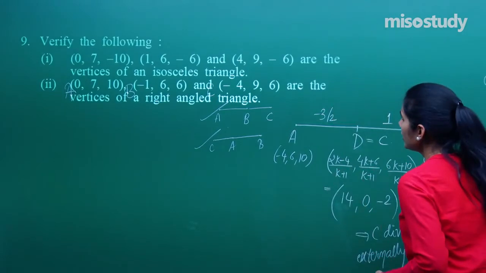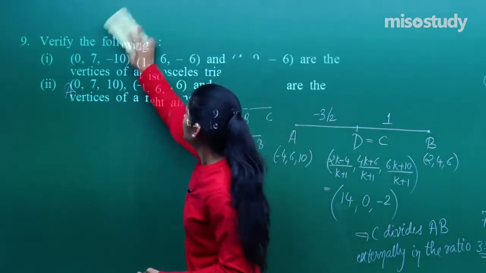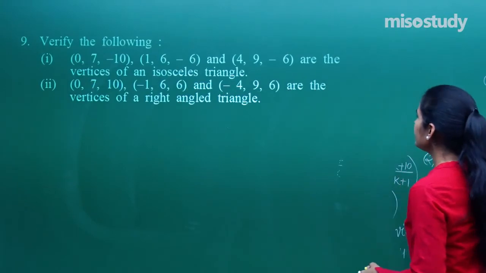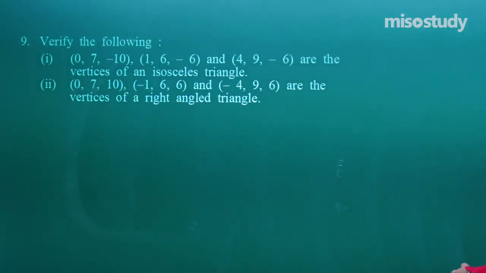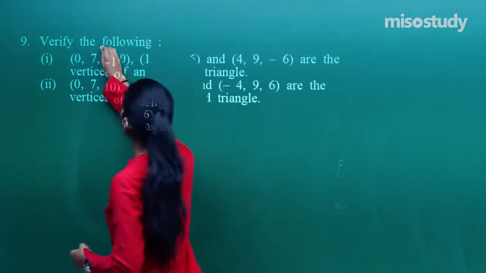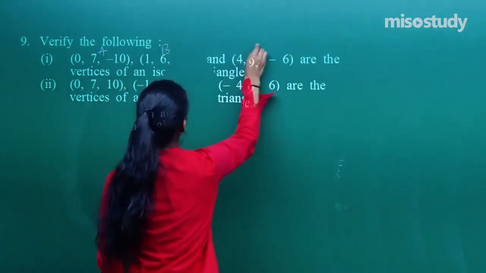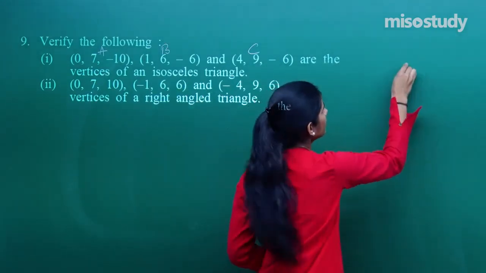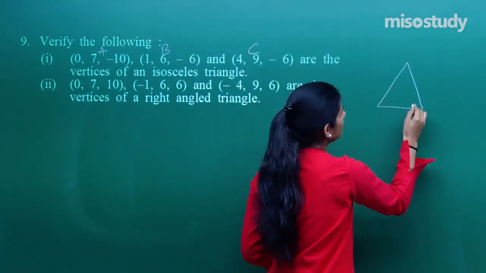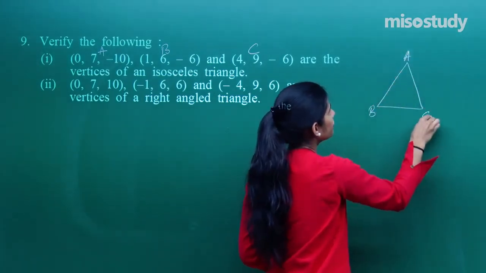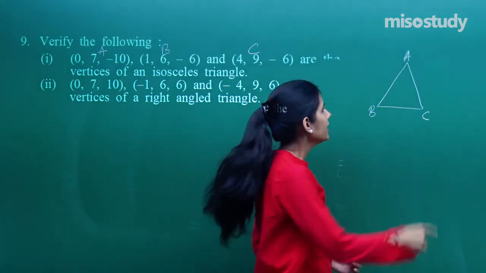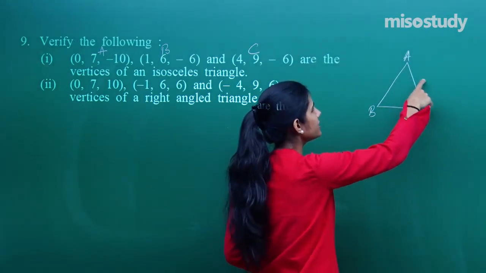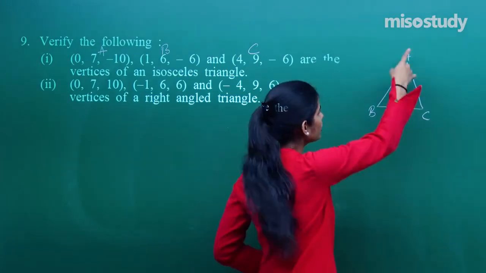Next I have to show or verify that these are vertices of an isosceles triangle, and in the next question I have that these are vertices of a right angled triangle. For these three to be vertices of an isosceles triangle, what do I need? Say this is A, this is B and this is C. Suppose this is that isosceles triangle, I should get that any two sides should be equal in length. Whether AB should be equal to BC or BC should be equal to AC or AC should be equal to AB. For that we'll have to calculate AB, BC and AC.